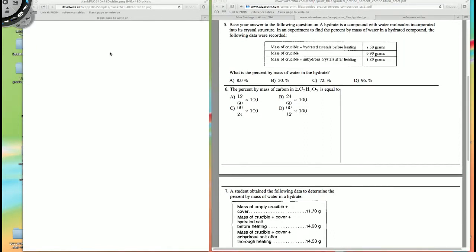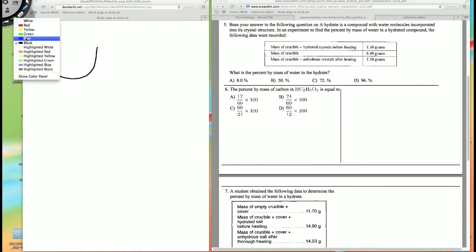So let's take a look at question 5, and I'm going to attempt with my great artistic skills to draw this for you so that you can get a visual idea of how they are giving you the information. In this one it says the mass of the crucible. So we've got a crucible here, and a crucible is just a bowl. You used it in lab. It is a ceramic bowl. And inside that crucible you have hydrated crystals.